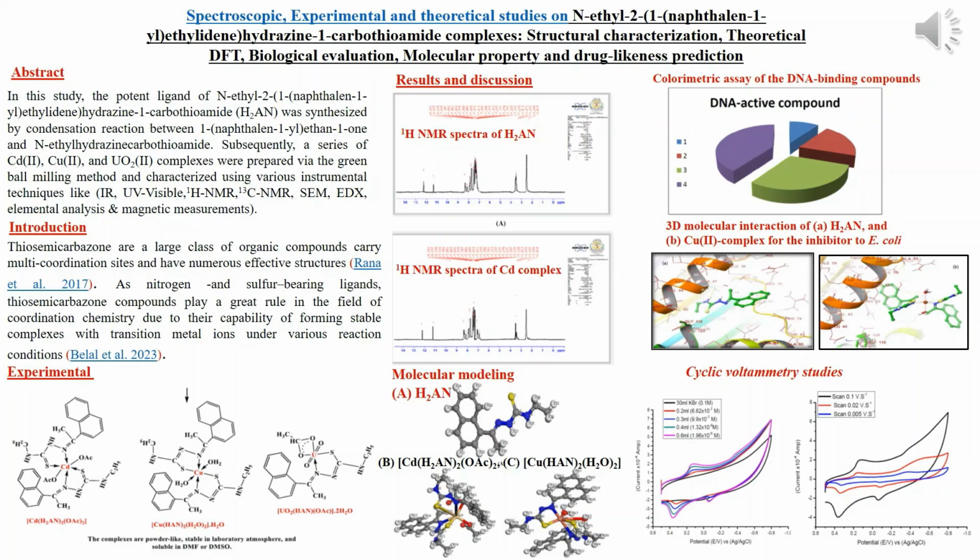All complexes were characterized using IR, UV-visible, 1H NMR, 13C NMR, MS, EDX, elemental analysis, and magnetic measurements. All analysis techniques prove the proposed structures. The results from UV-visible as well as magnetic data prove the octahedral structure for both Cu2 and UO2 complexes.